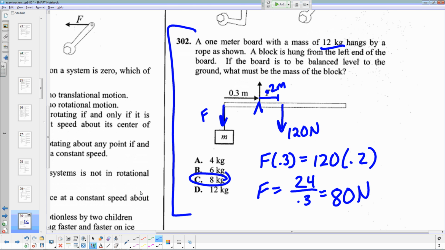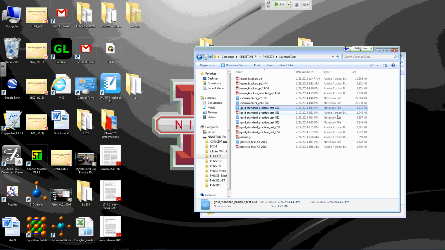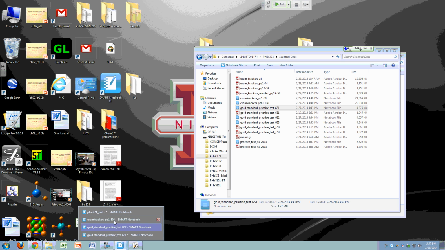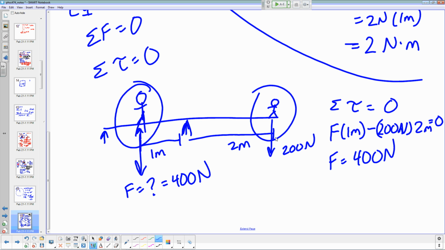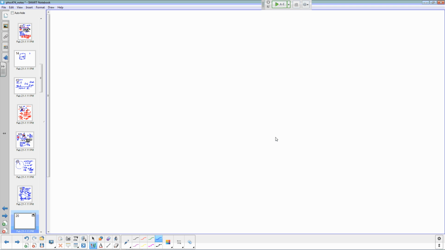Okay, let's just introduce moment of inertia. And then I'll do a quick Newton's second law problem.